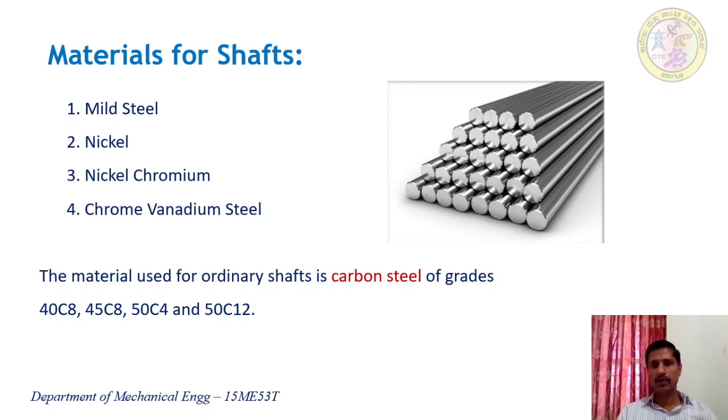Here you can easily notice mild steel will have a shear strength of 41 newton per millimeter square if you have the keyway. If it is not having a keyway, then it can be considered up to 56 newton per millimeter square. If you require a strength more than that, then we will go for the high strength material like nickel or nickel chromium or chromium vanadium steel. So this is for the normal cases.